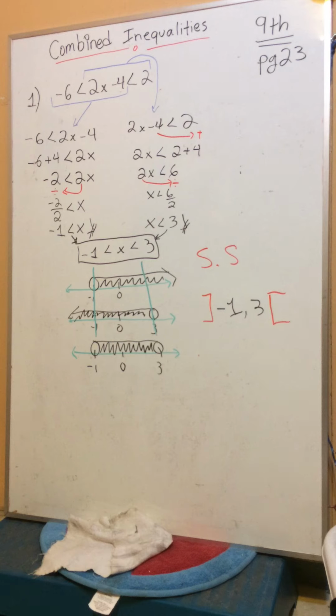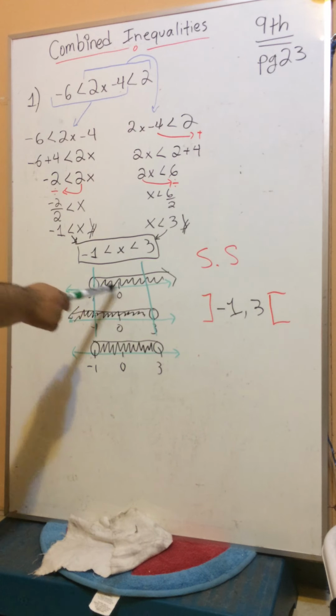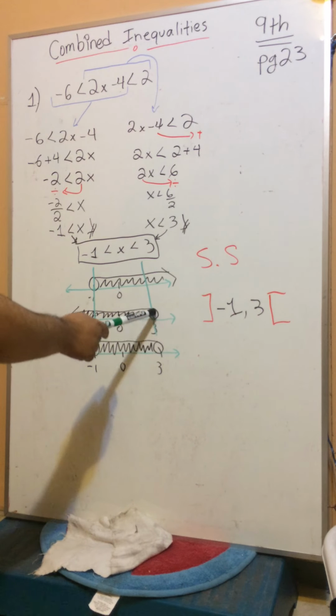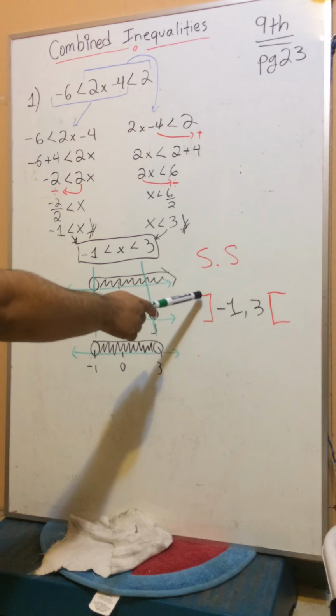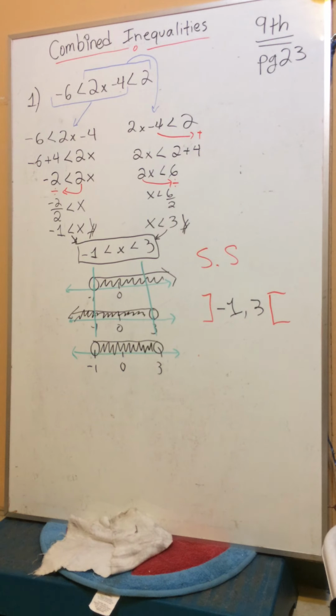The only difference between these and other types of exercises is that we might have less than or equal, which would mean that these points are included. And when these points are included, then the brackets in the solution set change, because we would need to include them.